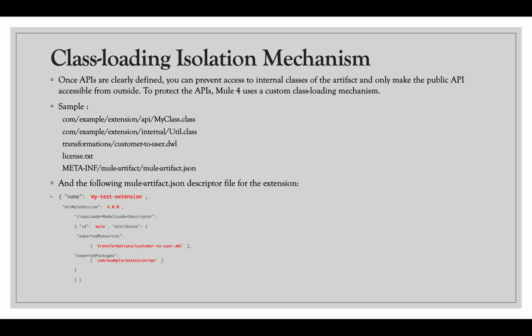So what does it mean? Let's suppose we have a project in which we are following this particular folder structure: com example extension API, and there is a class MyClass. Similarly, there is an internal folder within extension, and we are maintaining Util.class. Within the transformation folder, we have this DWL file. There is some random txt file as well present over there.